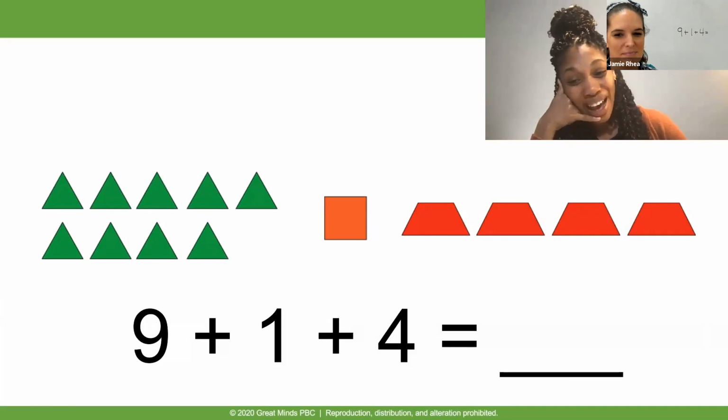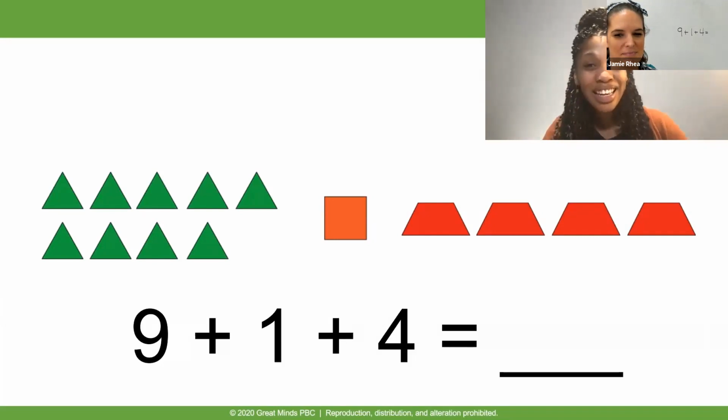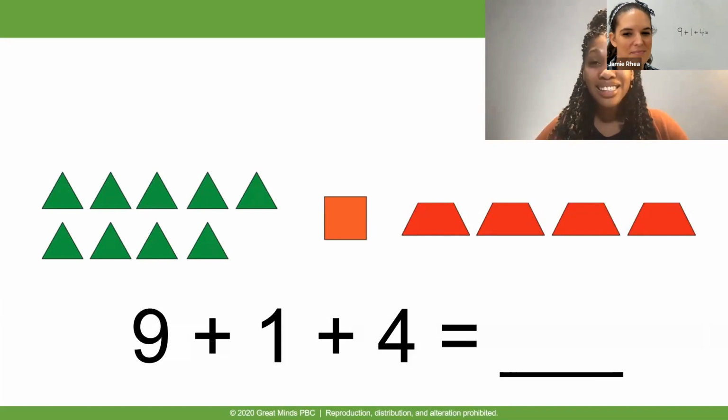That's great. So one of you said that we can count them all, and that is so true. But I'm also wondering if there is a way that we can make 10, since 10 is such a friendly number. Think in your head.